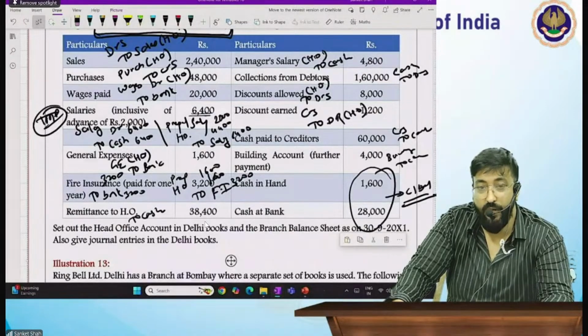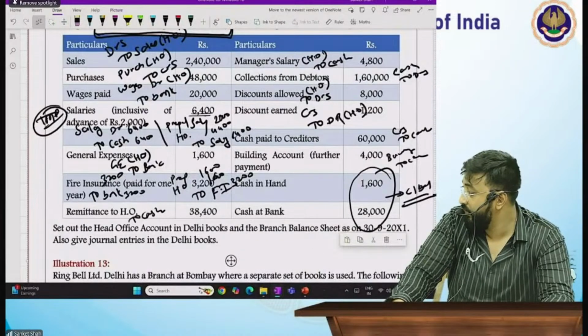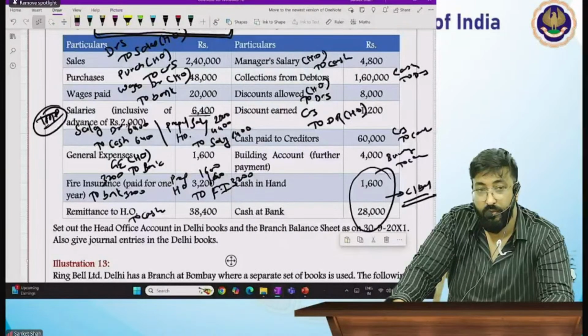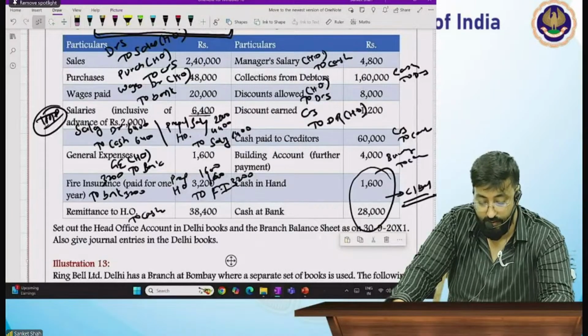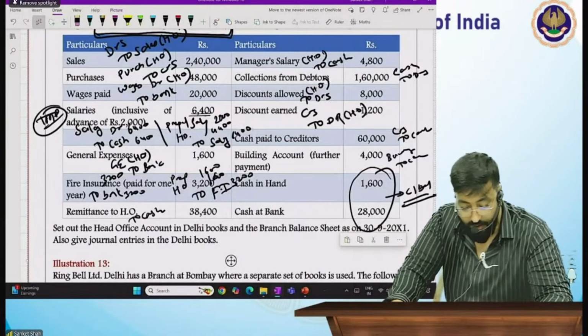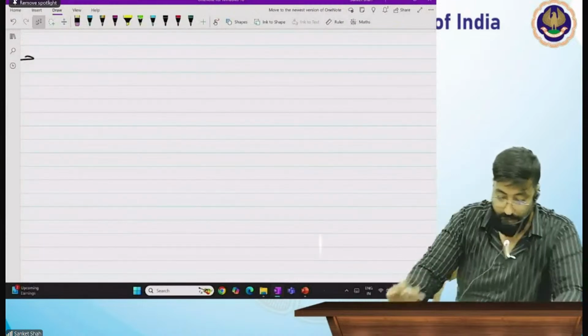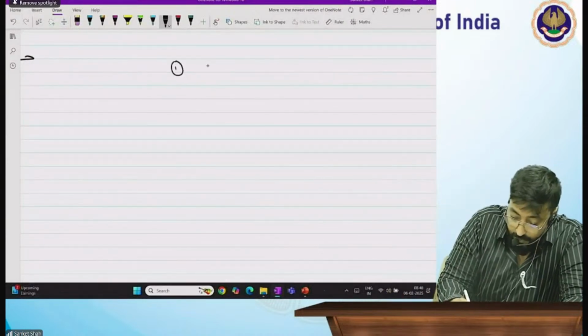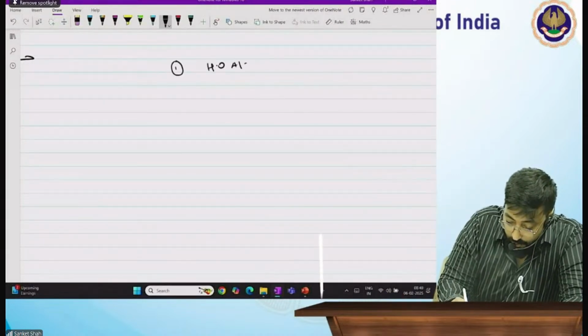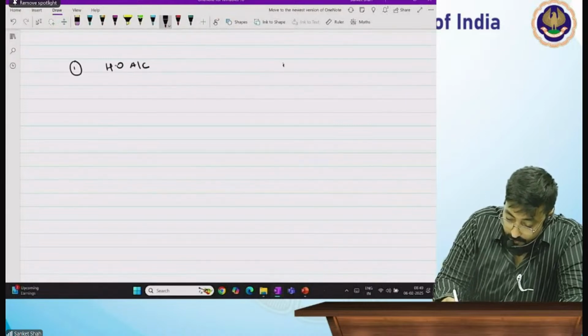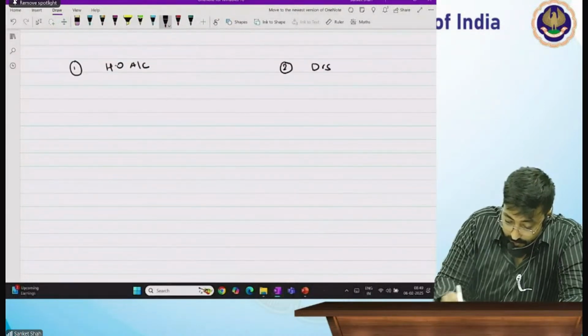Have you completed, beta, or not? Yes, sir. Full problem with journal and balance sheet? Balance sheet, no, sir, but I completed the ledger accounts and journal entries. Okay, okay, okay. So which accounts are you going to open, beta? Tell me. Head office account, we will open. Debtors account, we will open.